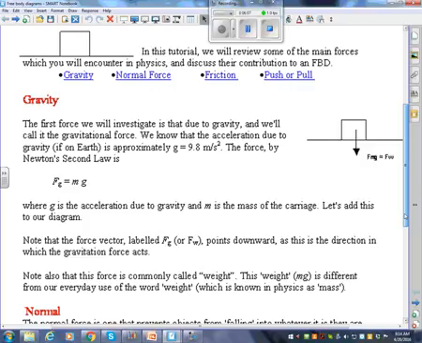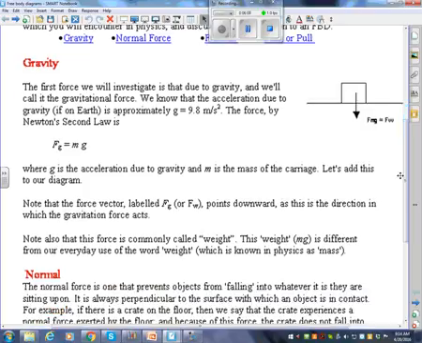Okay, so we're going to do the first one here. The first force we'll investigate is that due to gravity, and we'll call it the gravitational force. We know that acceleration due to gravity on Earth is approximately 9.8. The force by Newton's second law is Fg equals mg. Now, I prefer to call it Fw, the weight force. Some books will call it Fg, gravitational force. Some books will call it Fmg. There's a variety of different ways, but it means the force of gravity, down.